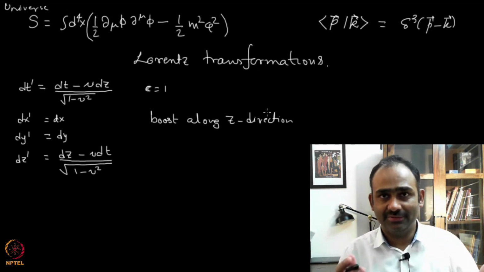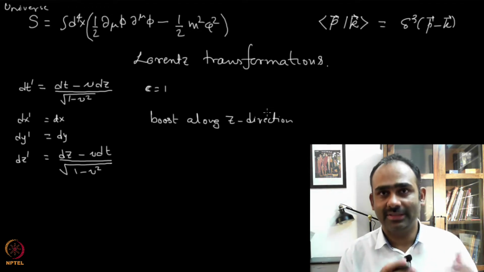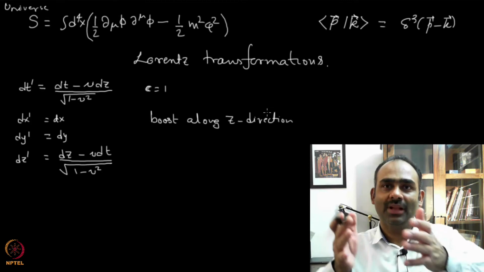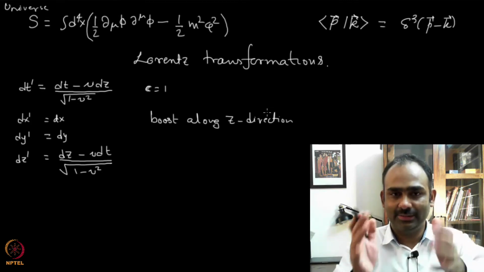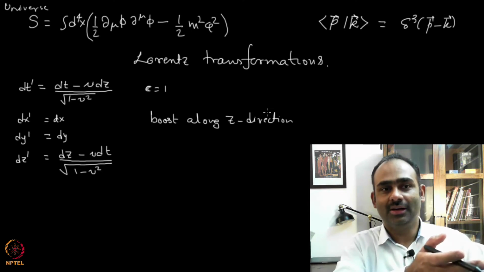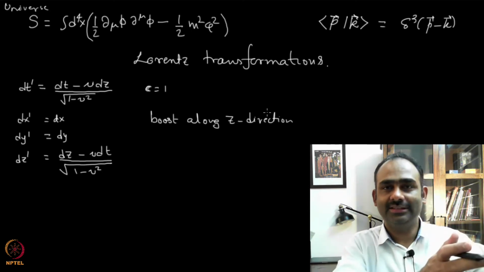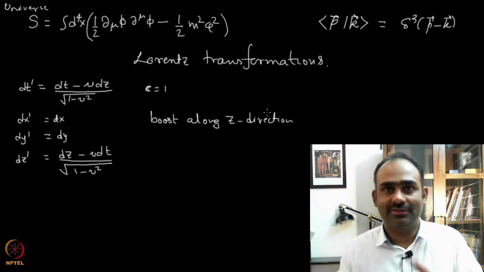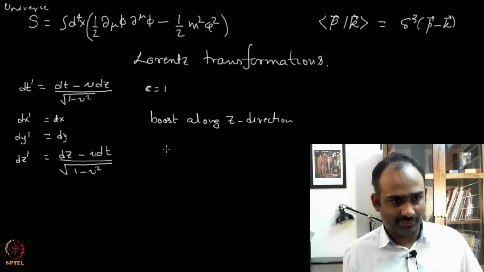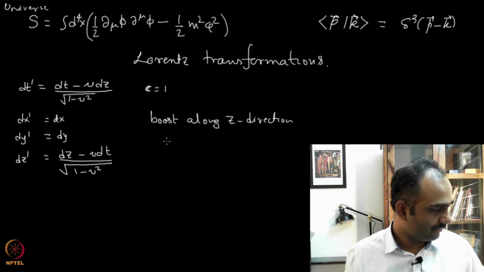You can have a passive view, where you go from one frame to another frame, that is, the coordinates are changing, or you can have an active view where you take the particle and you boost it. Take the particle itself and boost, or take the system and boost it, which is the same as leaving the system the way it is and going to another frame. These two are equivalent. So that is what I mean by boost.